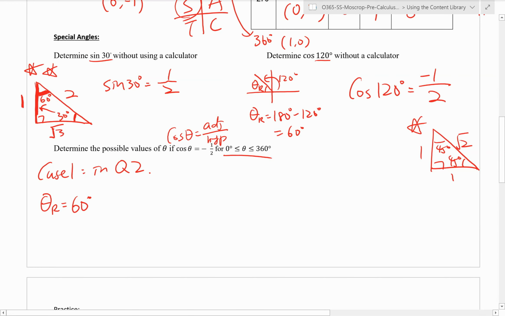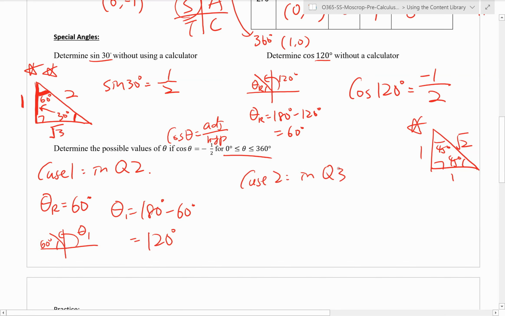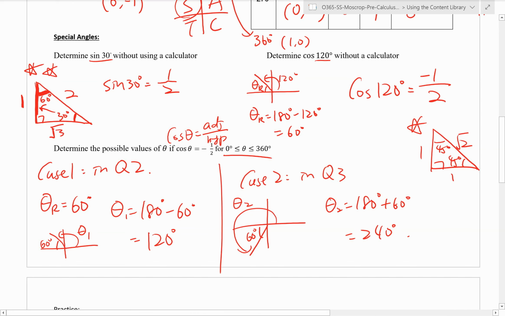Now because we're in quadrant 2, here is the diagram, here is 60 degrees, and this is our theta 1. To find theta 1, we simply take away 60 from 180, you get 120 degrees. Case 2, now we're in quadrant 3, so if you draw the diagram, this is 60 degrees, and we're looking for this angle. So to find theta 2, you simply add 60 to 180 degrees, you get 240 degrees. Okay? Hopefully this makes sense to you, why we have two cases and how to use the reference angle to find the actual angle in standard position.